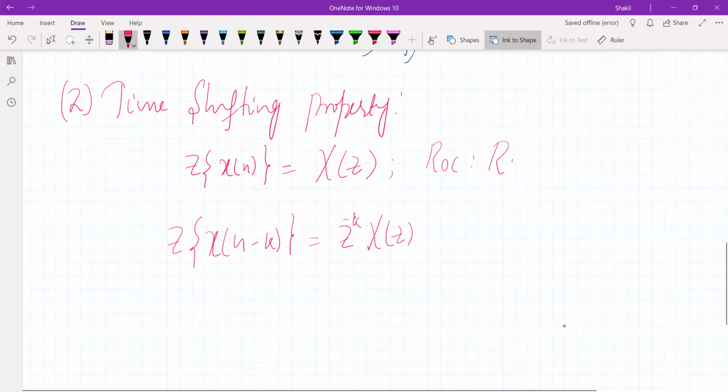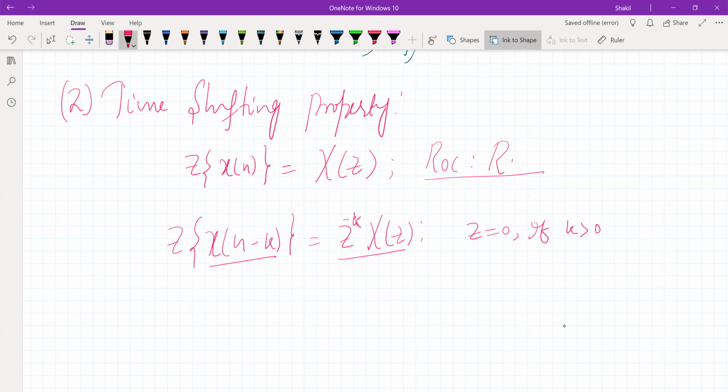Now you can prove it, it's very easy. It's a two-step job. You can prove it. And the Z transform of x of n minus k, the shifted version of x of n, is simply z raised to power minus k times X of z. And the region of convergence of this will be simply the entire ROC except z equal to 0 if k is greater than 0, or except this other point if k is less than 0.